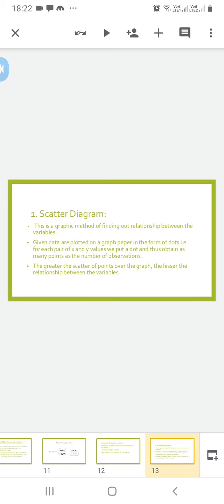This is a graphic method of finding out the relationship between the variables. Given data are plotted on graph paper in the form of dots. That is, for each pair of x and y values, we put a dot and thus obtain as many points as the number of observations. The greater the scatter of points over the graph, the lesser the relationship between the variables.